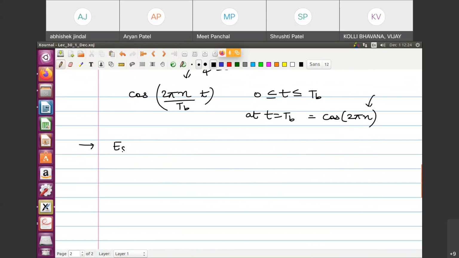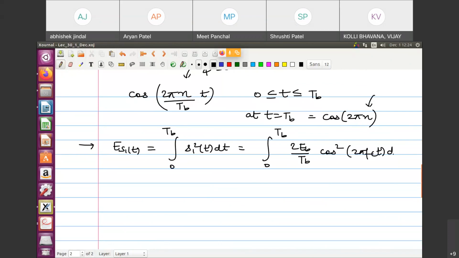So what is E of S1(t)? This is nothing but the interval from 0 to TB. You will calculate the integral of S1 square (t) dt. What is it? 0 to TB. It is twice of EB by TB, times cos square 2 pi FC t dt.